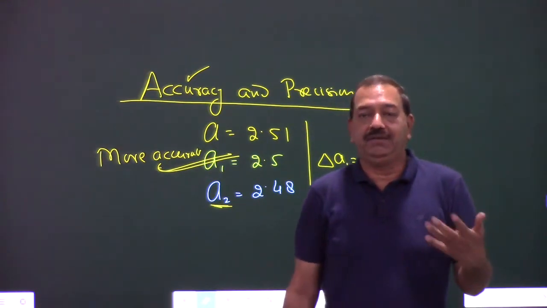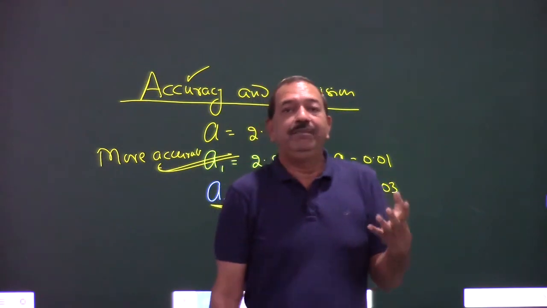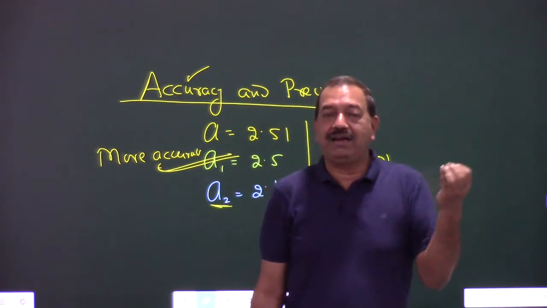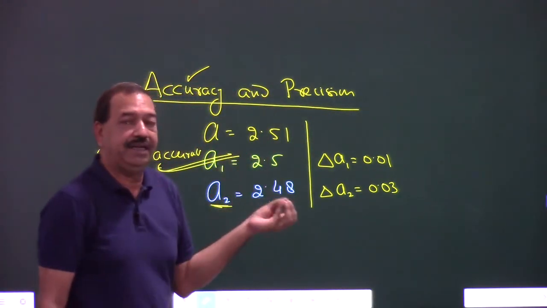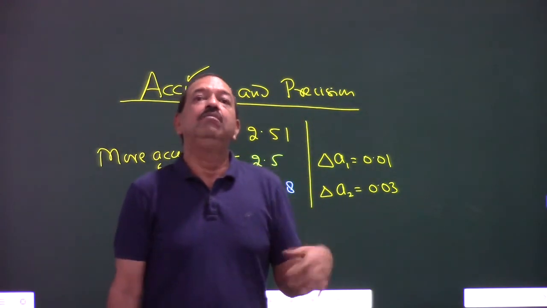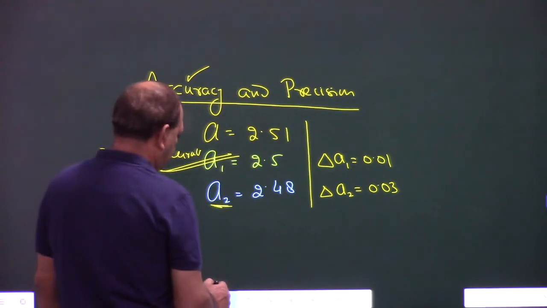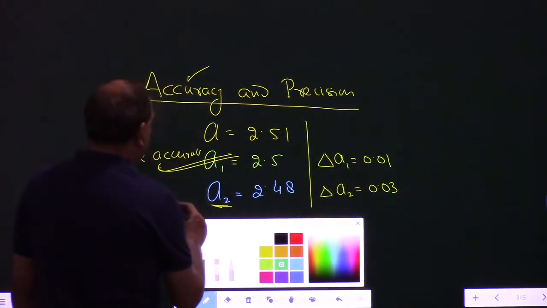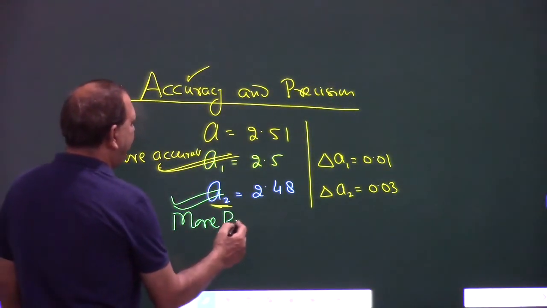The precision depends on the resolution of measurement, meaning how small you can measure, or in slang, how many decimal places there are. More decimal places means the value is more precise. So this is more precise.